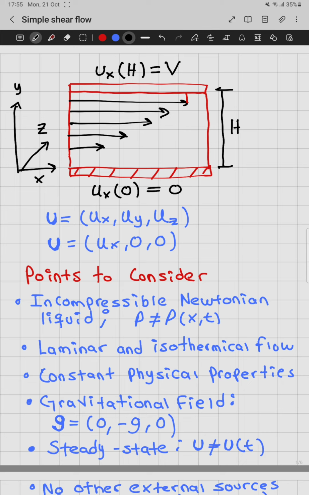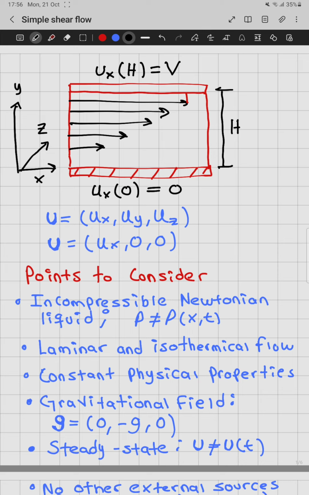My name is Hugo, and in this video I will be using this audiovisual tool to solve one of the easiest and simplest flows from which an analytical solution can be obtained from solving the Navier-Stokes equations. So I will start by explaining this flow, why is it important.